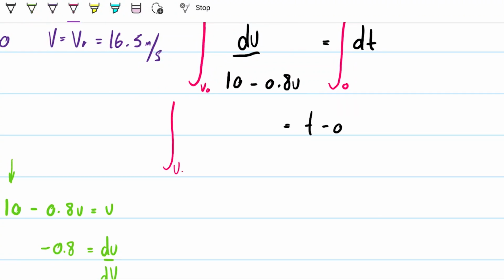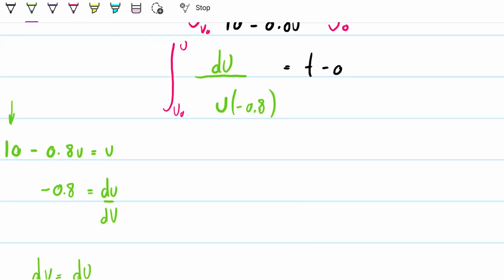I'm going to go from u naught to u, where I have the 10, this is now u, this is what I'm calling u. And where I have the dv, I need to substitute that by, just to keep it consistent, du divided by minus 0.8. Okay, this is a simple integral, natural log, so that's all good. So this means that this derivative is going to be minus 1 divided by 0.8 of the natural log of u by u naught.